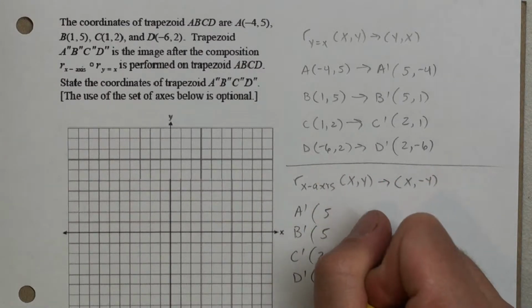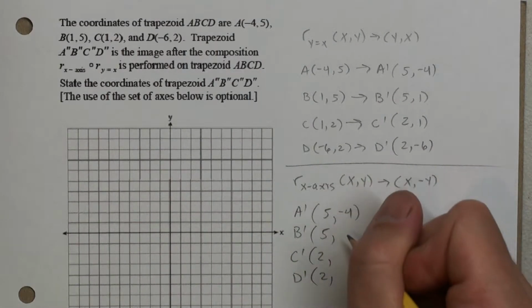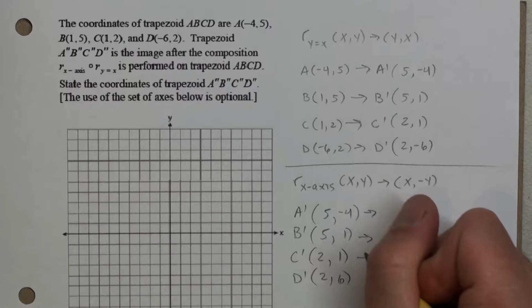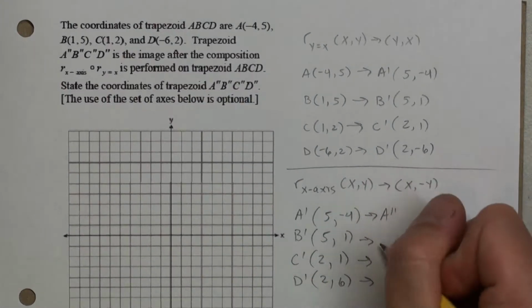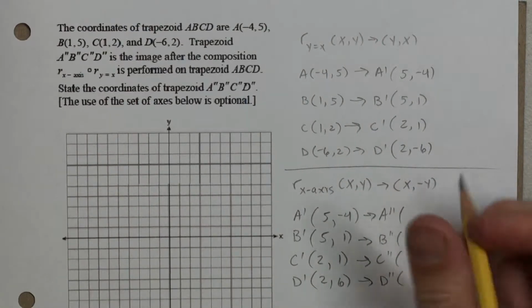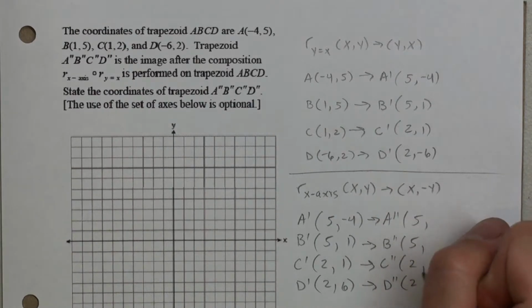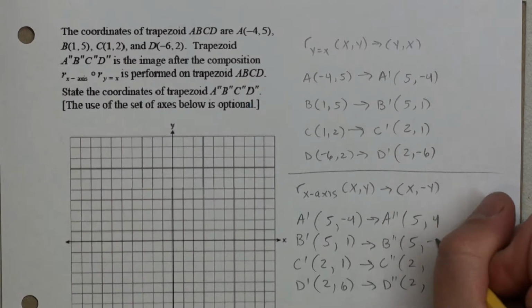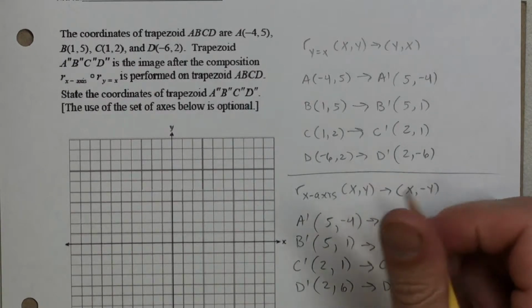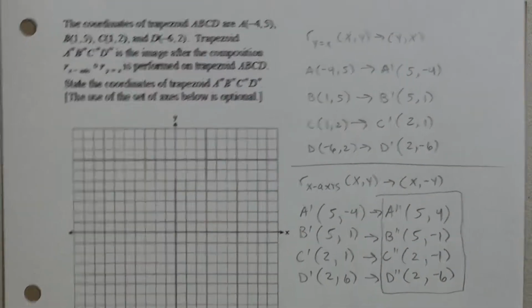They will become: x's stay the same, 5, 5, 2, 2. Y changes sign: 4, -1, -1, -6. There it is.